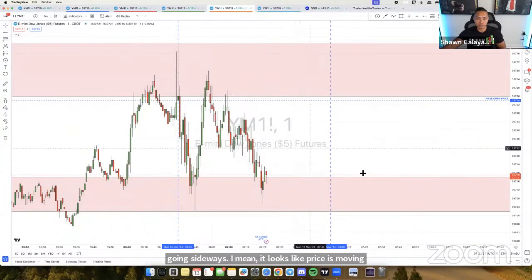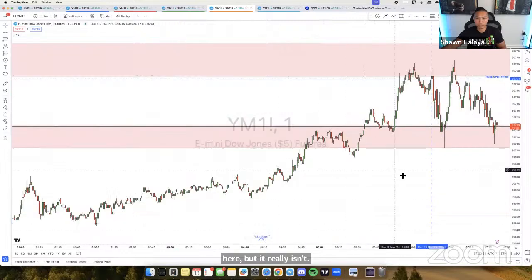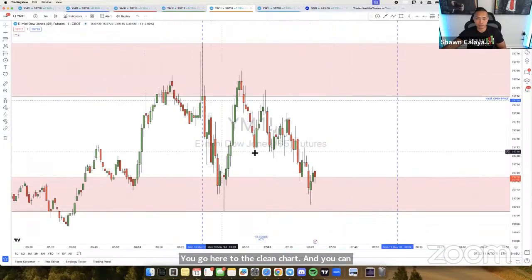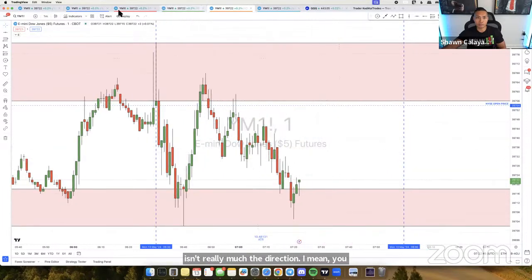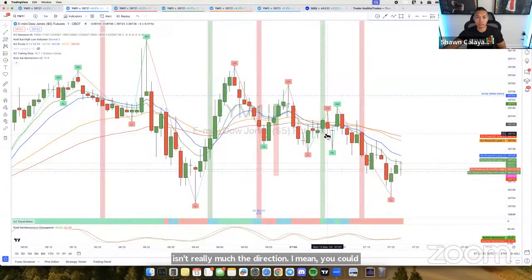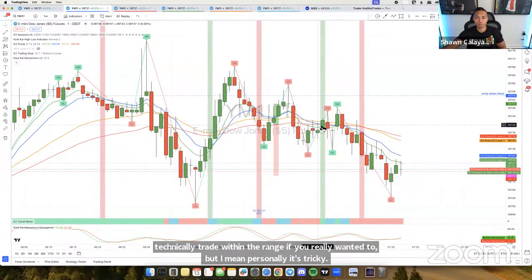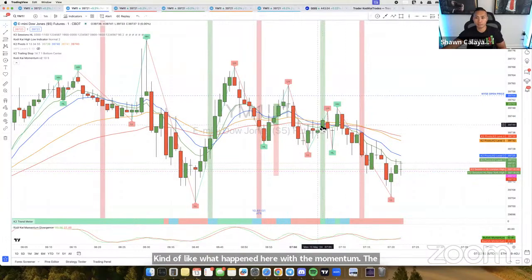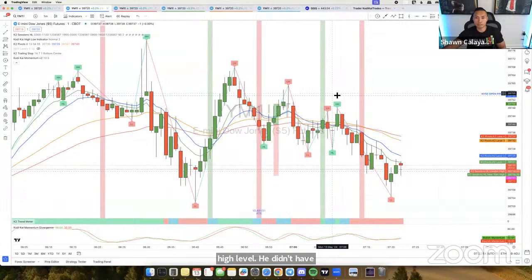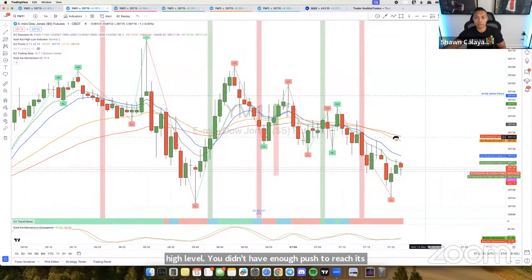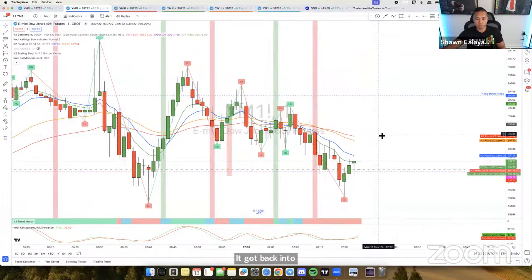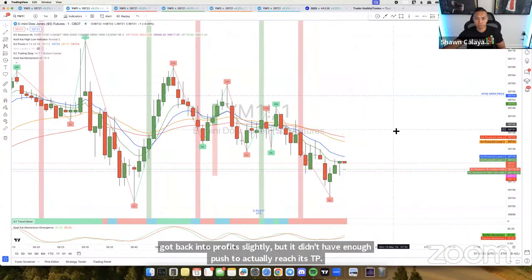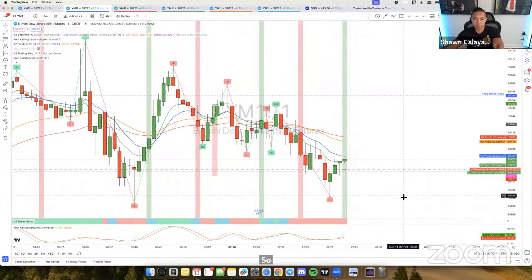You go over here to the clean chart, and you can see there isn't really much of a direction. You could technically trade within the range if you really wanted to, but personally, it's tricky. Kind of like what happened here with the high level momentum scalp. It didn't have enough push to reach its TP. It got back into profit slightly, but it didn't have enough push to actually reach its TP. Yeah, it's just a matter of time.